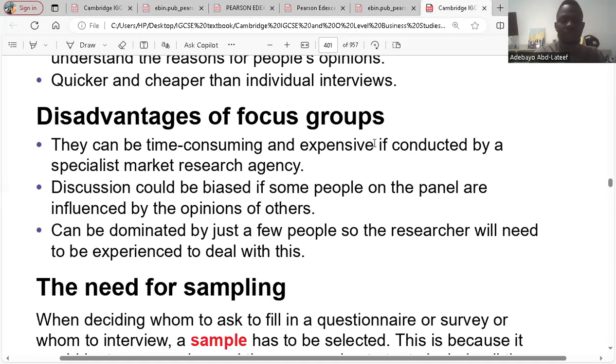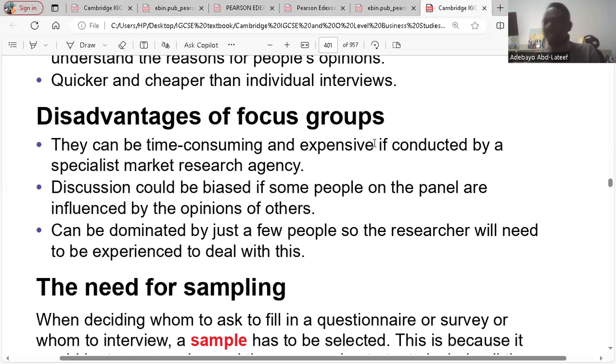See the first one. The first point. The problems about focus group: one, they can be time consuming and expensive if conducted by a specialist market research agency. So, it's focus group. That means you put in a certain group, that group is your sample. So you might want to use specialists that have expertise in gathering information in the focus group. So if you need to use experts, you have to pay more. That is what the point is talking about.